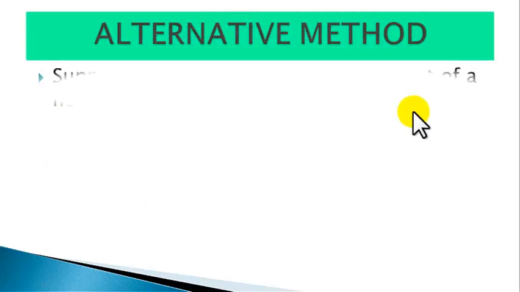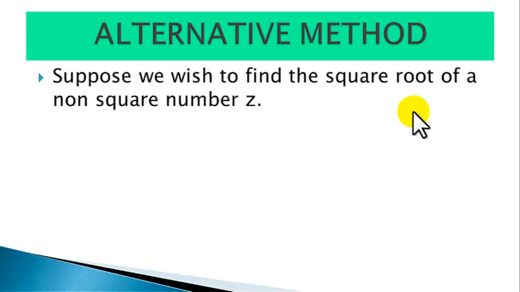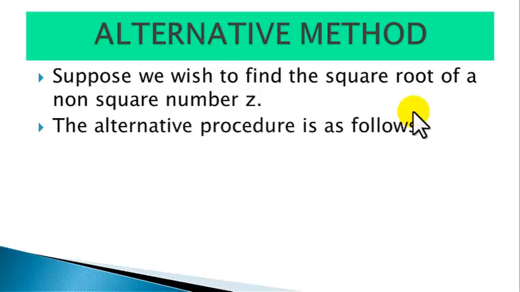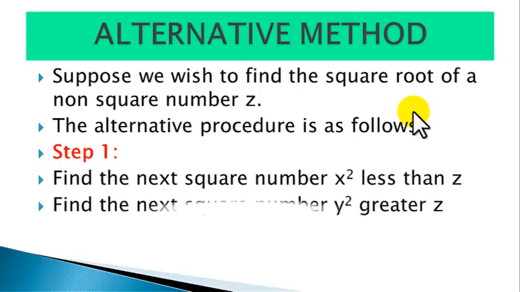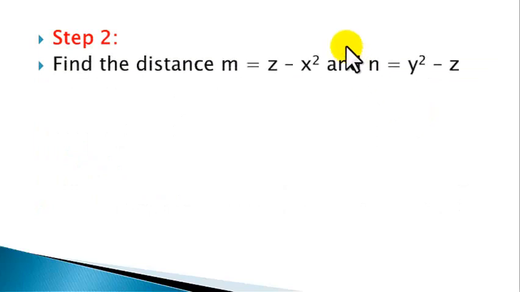Alternative method. Suppose we wish to find the square root of a non-square number z. The alternative procedure is as follows. Step 1. Find the next square number x squared less than z, and also the next square number y squared greater than z. Step 2. Find the distance m equals z minus x squared and the distance n equals y squared minus z.